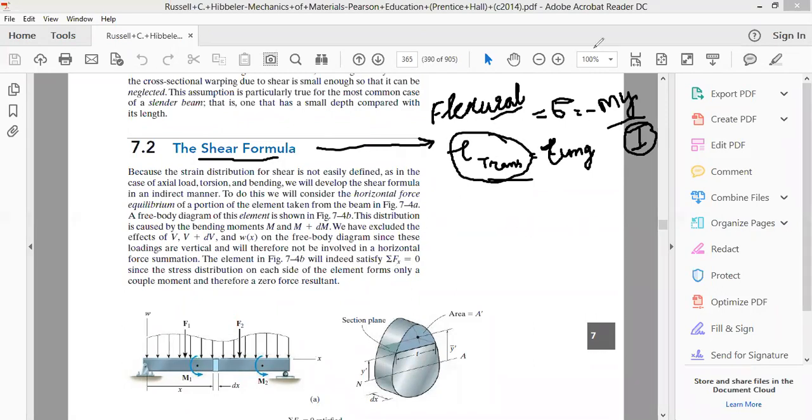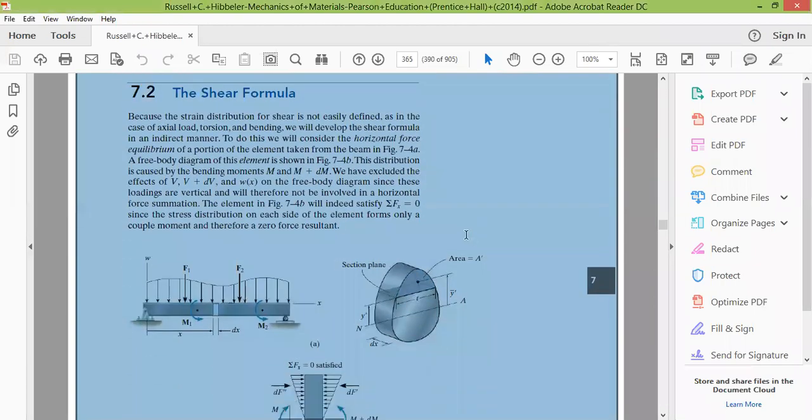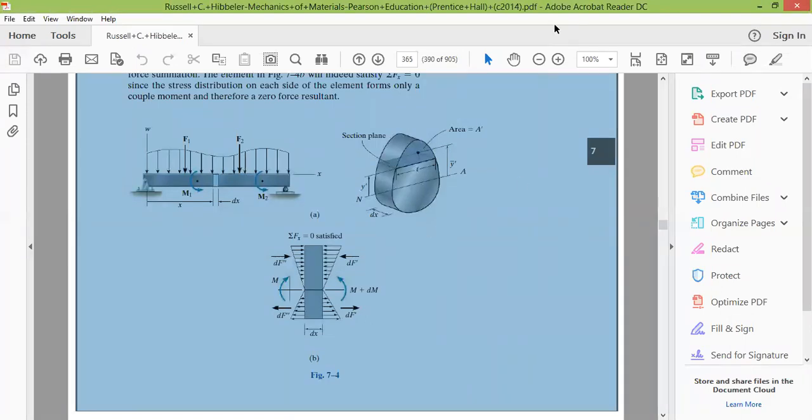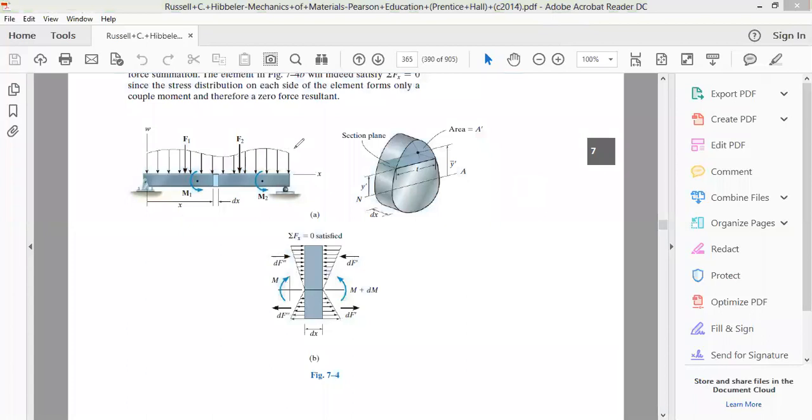So how does this analysis begin? As far as the overall analysis is concerned, let's suppose we have a beam, and this beam is subjected to a distribution of load, such that the intensity of the load is w as a function of x. It is subjected to different types of loads, concentrated loads, as well as bending moments M1 and M2. So we have a simply supported beam subjected to different types of loads. On account of these loads, at any cross section of the beam we will have normal stresses, which we calculate with the help of the flexural formula.